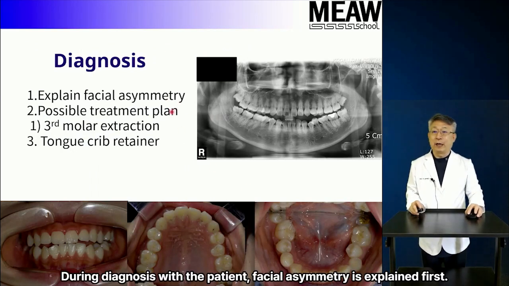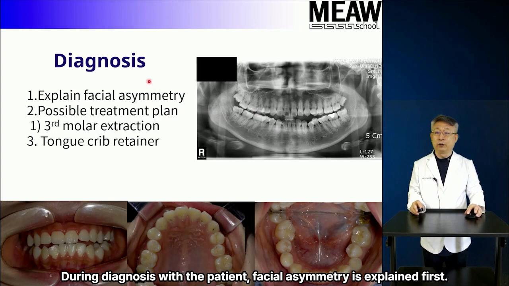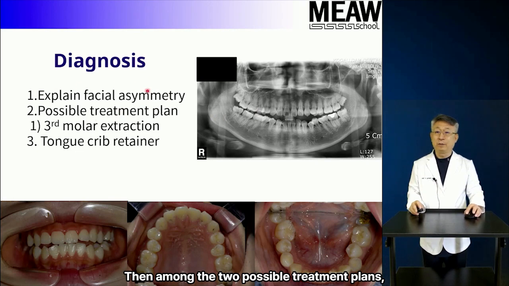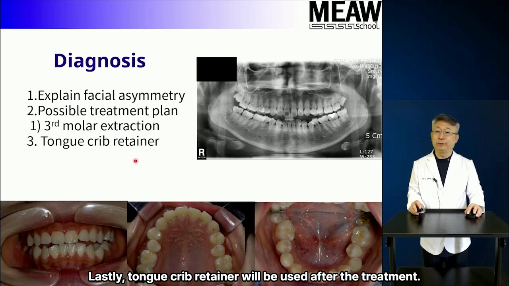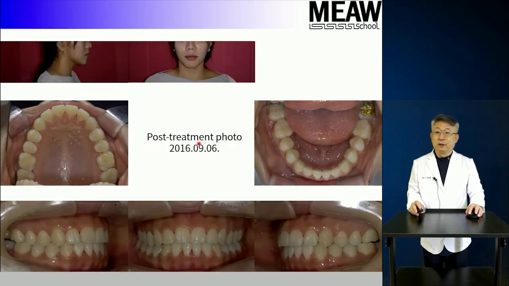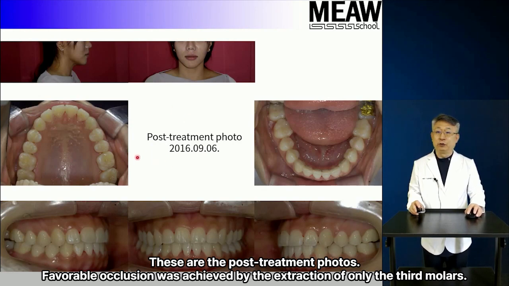During diagnosis with the patient, facial asymmetry is explained first. Then among the two possible treatment plans, the one that is more suitable for the patient is suggested, which is to extract the 4 third molars. Lastly, tongue crib retainer will be used after the treatment. These are the post-treatment photos. Favorable occlusion was achieved by the extraction of only the third molars.